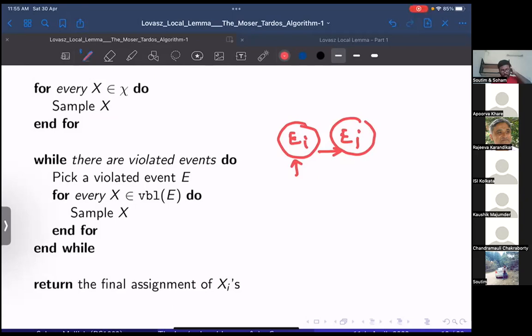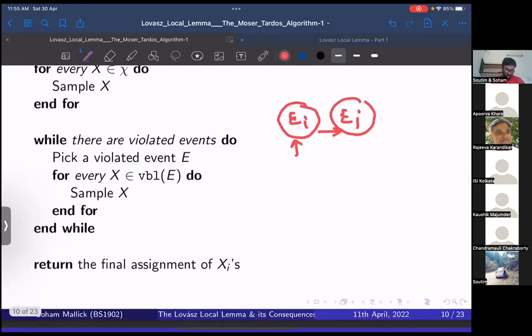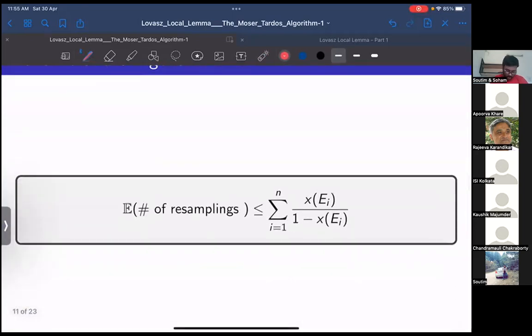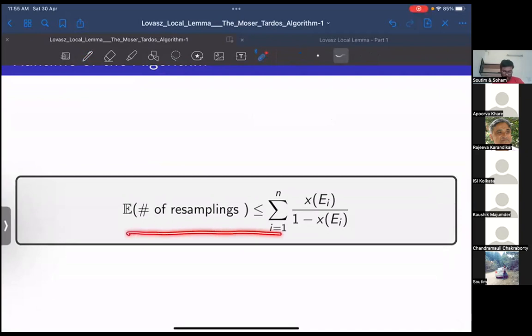But what Moser proved in 2008 was that this is essentially a very efficient algorithm. And Moser and Tardos together in 2009 essentially improved upon that. So let's see the very beautiful result that we have here. This was proved by Moser. So the expected number of resamplings that we would need is less than this expression. What are my x_{E_i} here? The x_{E_i} are simply the things occurring in the asymmetric version of the Lovász local lemma.